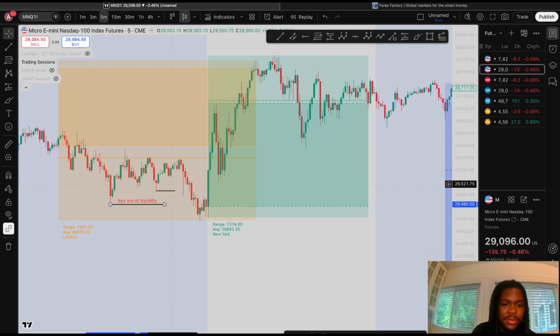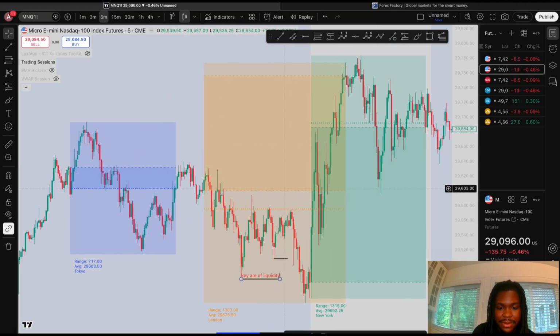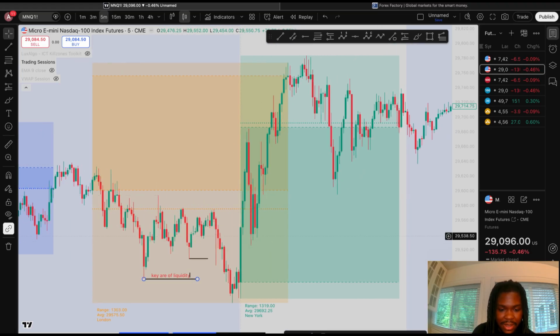So what does price do? It goes down, sweeps, takes out all these lows, and reverses to the upside, filling imbalances and pushing higher. It pushes all the way up, and I took a massive trade off that. You can too, based off liquidity and other confluences that we'll cover in future videos down the line.